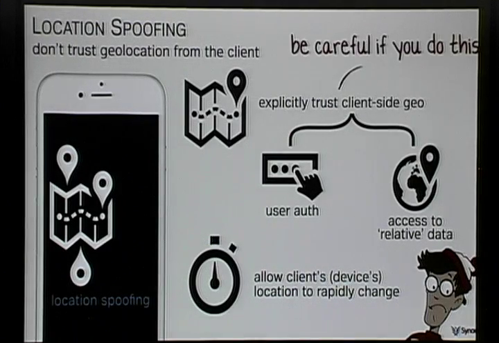So another kind of bug is location spoofing. Now, this isn't necessarily a bad bug, but as Colby will show, when it's combined cumulatively with other bugs, it can lead to real-time tracking of users. So from a developer point of view, you shouldn't blindly trust geolocation data from a client, because it's really easy to spoof this information.